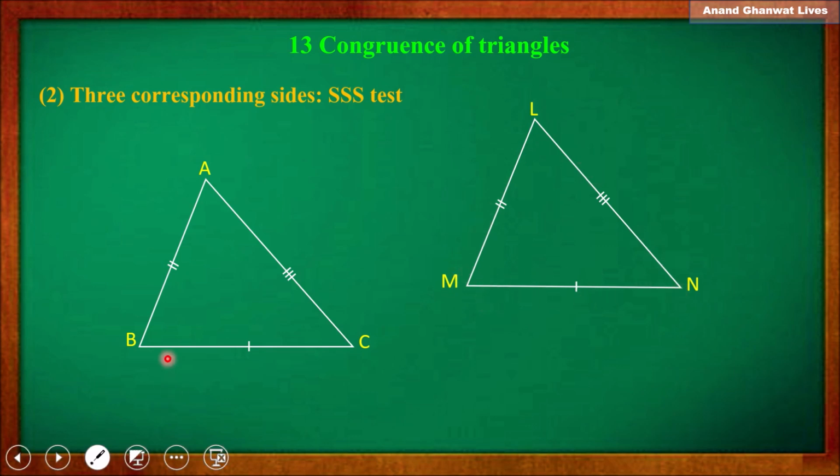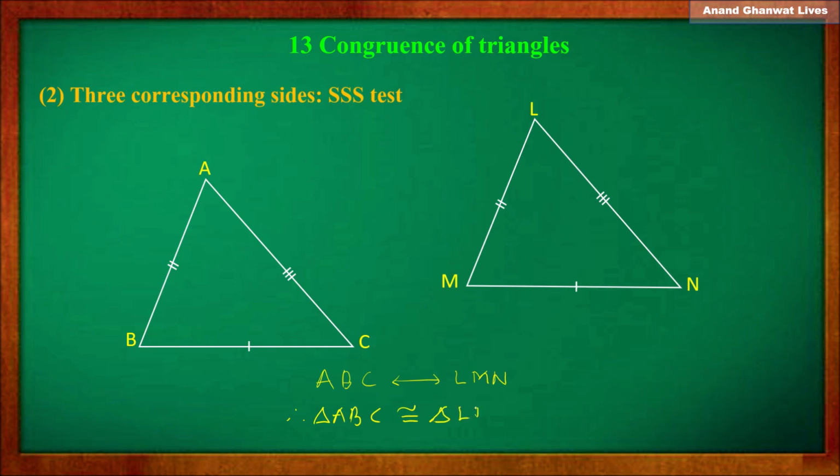Write the one-to-one correspondence. ABC is one-to-one correspondence with. Now AB is congruent with LM. So LM. Now BC is congruent with MN. So here N, and AC is congruent with LN. So the one-to-one correspondence is ABC one-to-one correspondence LMN. Therefore, triangle ABC is congruent with triangle LMN. Okay. Now next.